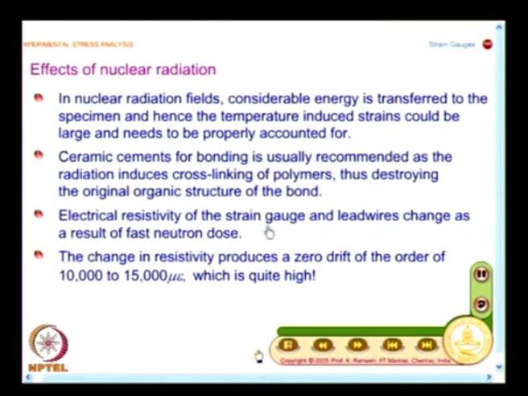So, I see three effects. I need to go for special cements like ceramic cements to bond the strain gauge. It is prudent for me to measure the temperature at the point of interest, because considerable energy is transferred and the specimen is heated up. And the third effect is the electrical resistivity itself changes, and this change is not small, and the electrical resistivity change produces a zero drift of the order of 10,000 to 15,000 micro strain, which is very high.